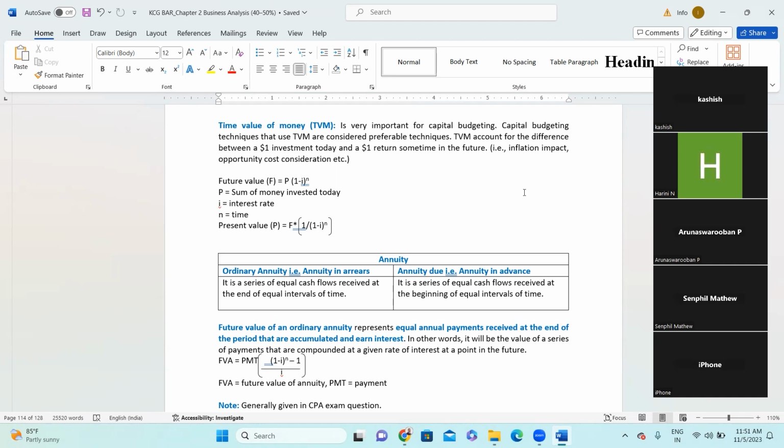Is it difficult? No, sir. You need to apply this formula. F is equal to P multiplied by (1 minus i) to the power n. So, calculator, sir.